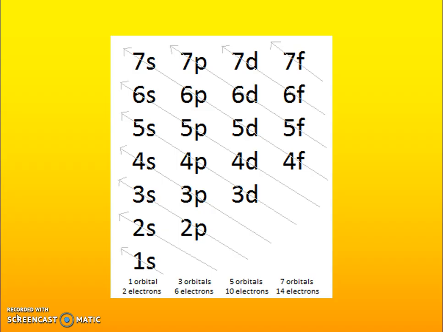And again, every S sublevel has 1 orbital, and it can take 2 electrons. Every P sublevel has 3 orbitals, and therefore can hold up to 6 electrons. Every D sublevel has 5 orbitals, and can take up to 10 electrons. And every F sublevel has 7 orbitals, and can take up to 14 electrons.